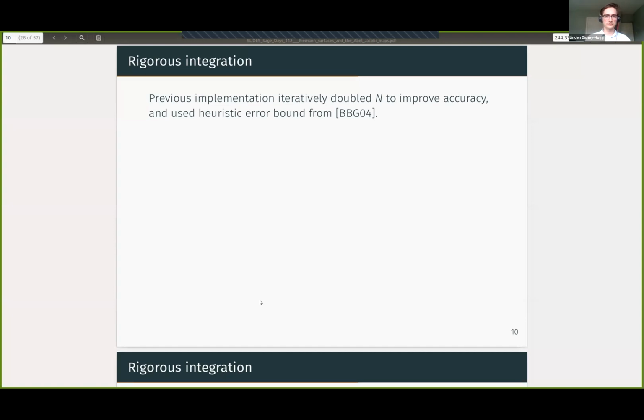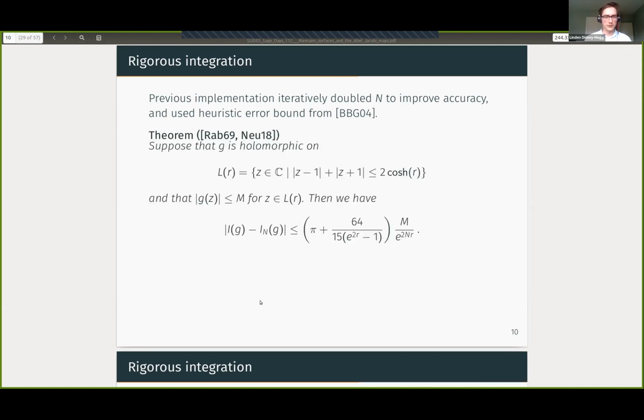I mentioned that we have to do this n calculation if we want to do Gauss-Legendre integration. The previous method implemented by Nils used an error bound from this reference. Effectively, you just have to keep doubling n each time, and you have this heuristic which says, how is your error progressing? You can hopefully see that that gets quite bad quite quickly, if we're doubling n in this order n squared algorithm. So we want to do something better.